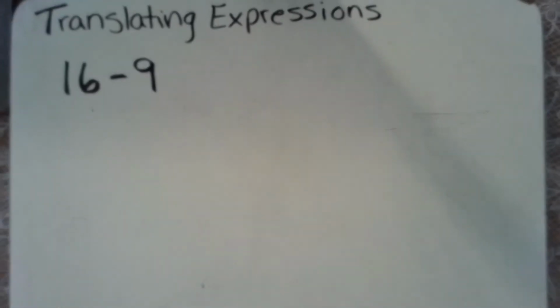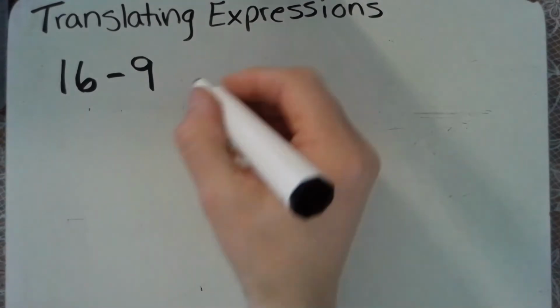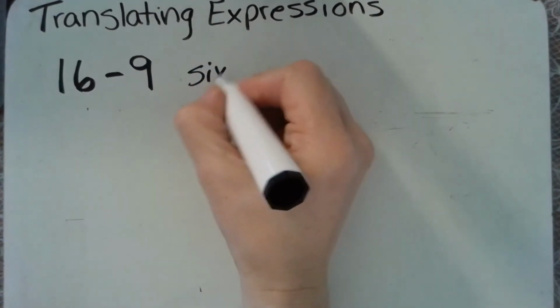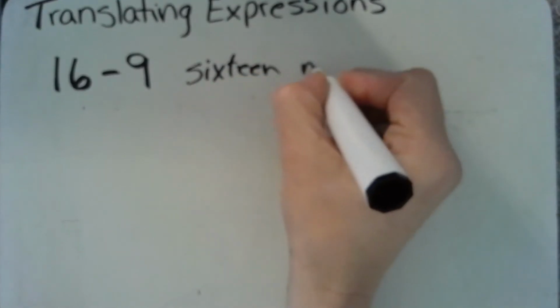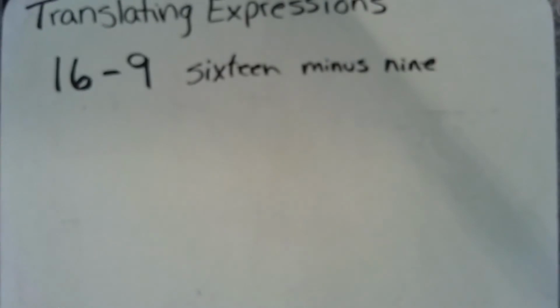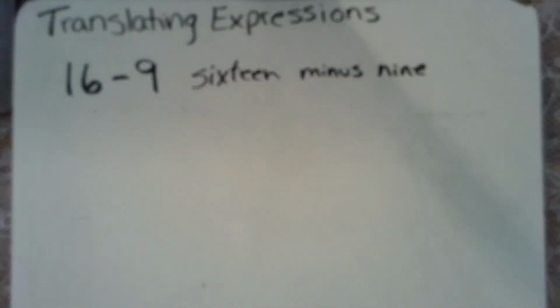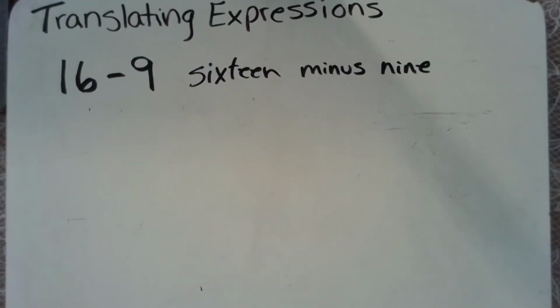Okay, so obviously that is an algebraic or mathematical expression, I should say. Mathematical because it has numbers. 16 minus 9. And that's just how we would say it in words. We would say 16 minus 9. So 16 minus 9 would be how you would translate it. That's not the only way you could say it.